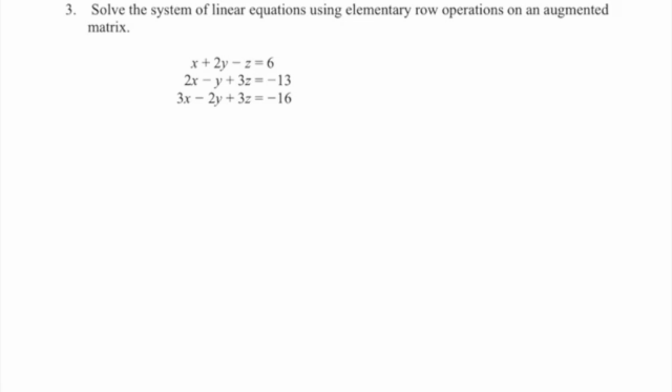Question 3, we're going to solve, again, a system of equations involving 3 variables. But this time we're not going to use elimination method. We're going to use what we learned in section 6.3 called elementary row operations using an augmented matrix. So the first step here would be to create the augmented matrix.